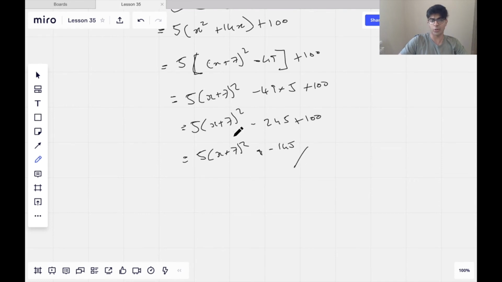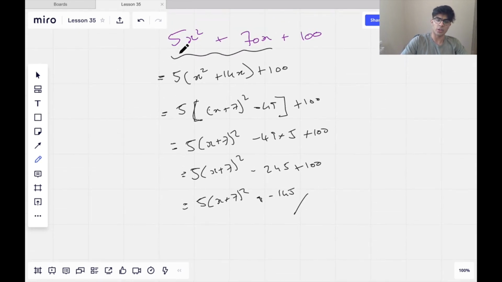So that's the other way of doing it, for example. So, sorry, not really the other way, but kind of the way you do it when the x squared coefficient isn't 1.